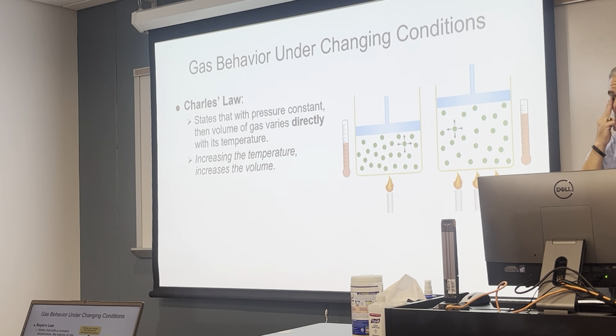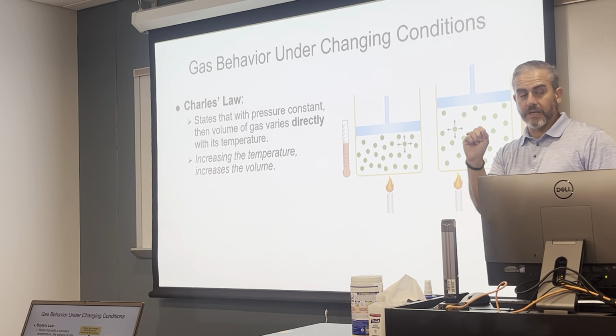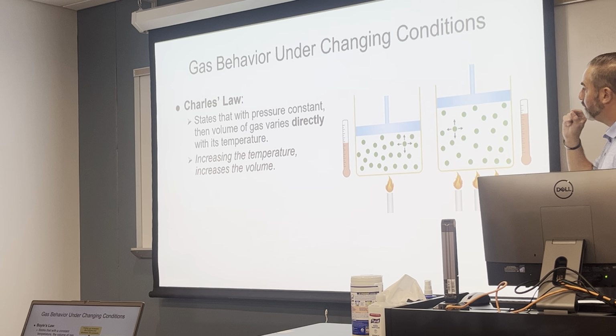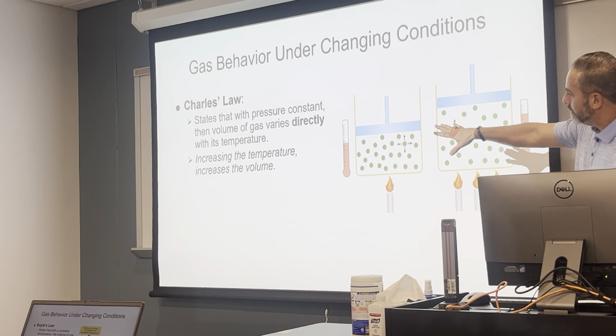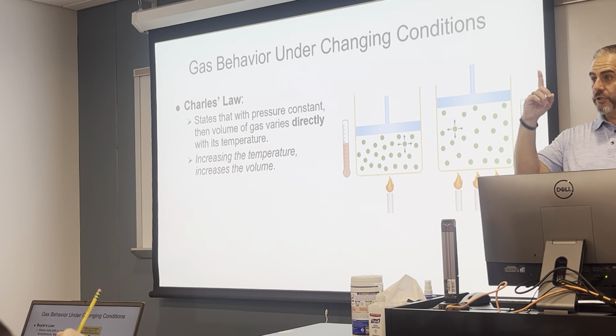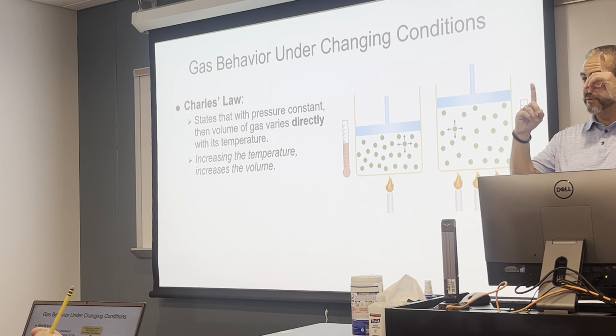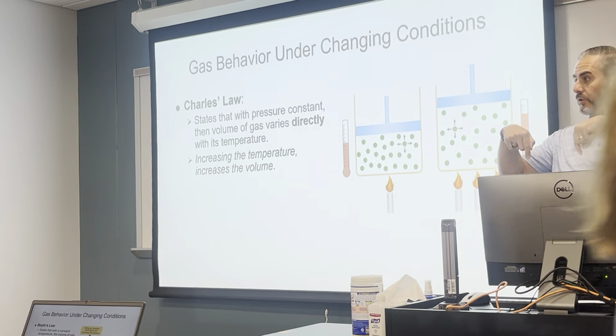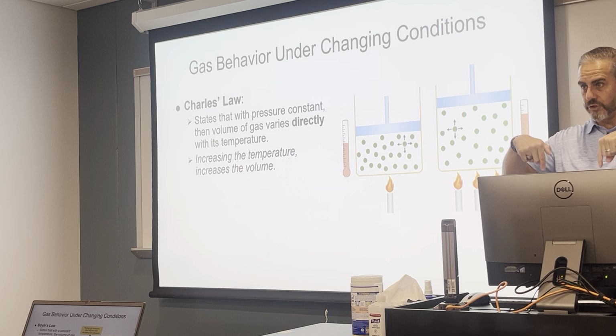Charles' law states that if pressure remains constant, then the volume of a gas will vary directly with its temperature. Meaning, temperature goes up, volume goes up. Temperature goes down, volume will go down. Again, a direct relationship.